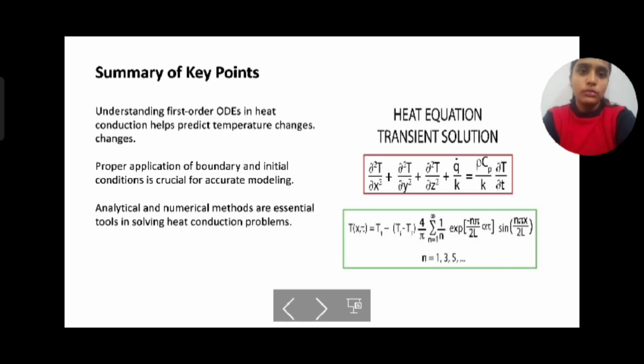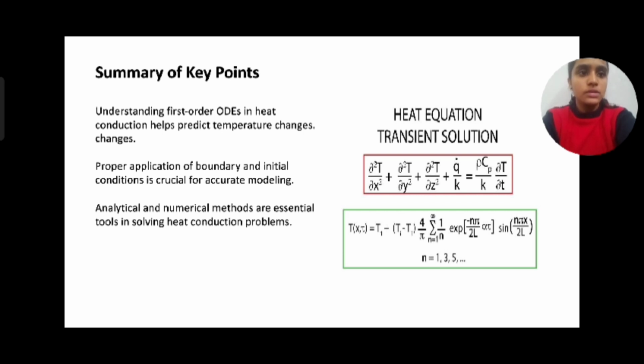Summary of key points. Understanding first order ODEs in heat conduction helps predict temperature changes. Proper application of boundary and initial conditions is crucial for accurate modeling. Analytical and numerical methods are essential tools in solving heat conduction problems.